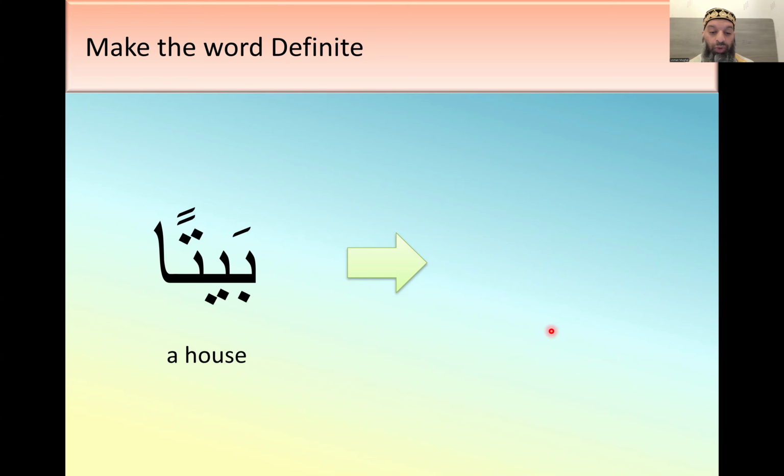Excellent. Next one, baytan. What will baytan become when you add the alif lam and you make it definite? At the moment, this is indefinite because it starts off with the a. There's no al there. When you stick the al on, it becomes the, and then that is now a definite word. Fantastic. Excellent. The ones that I'm seeing are good.